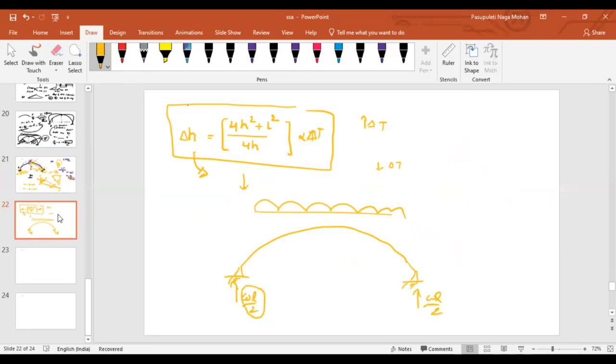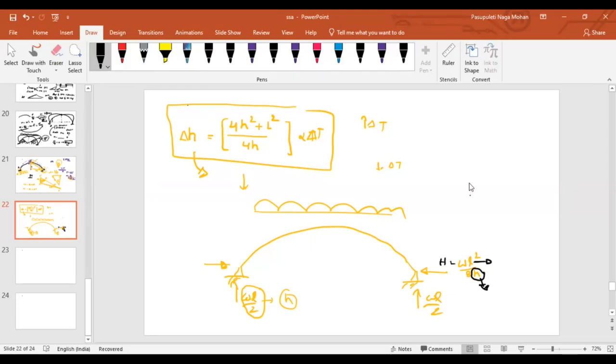Now look at this value. It is depending upon the length of the span only. Is it depending upon anything of central rise? No. If you remember, what about your horizontal thrust? The horizontal thrust will be WL square by 8H. Now you can understand the horizontal thrust is depending upon the length of the arc as well as the central rise. If this value is changing, then obviously your horizontal thrust will change, isn't it?